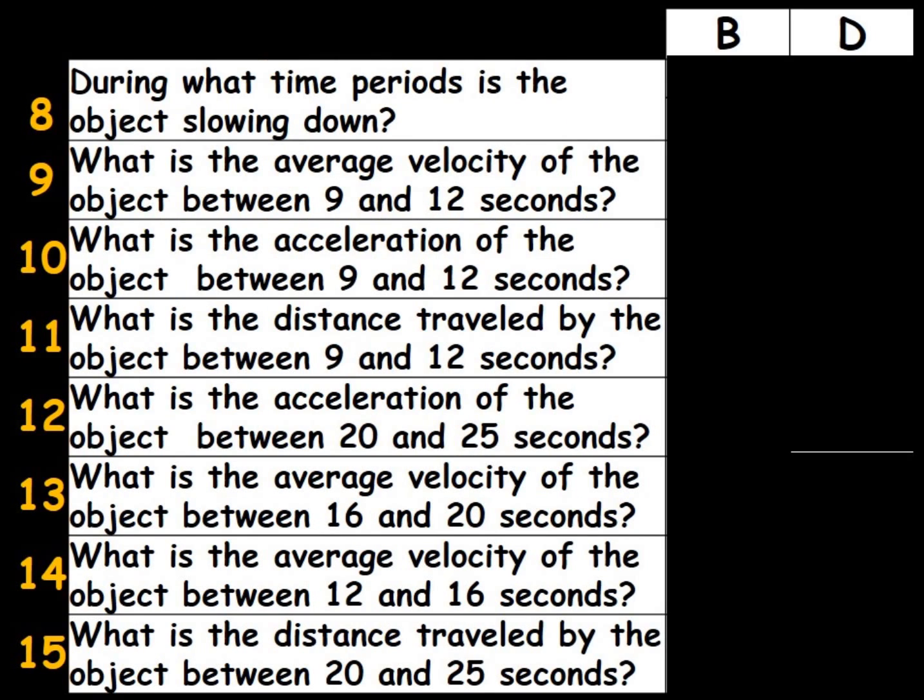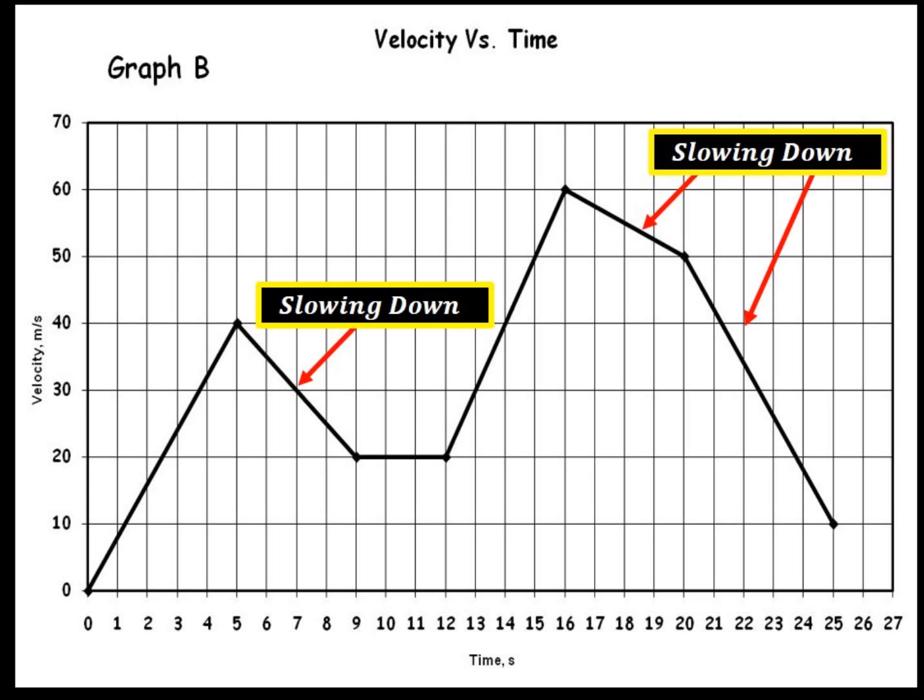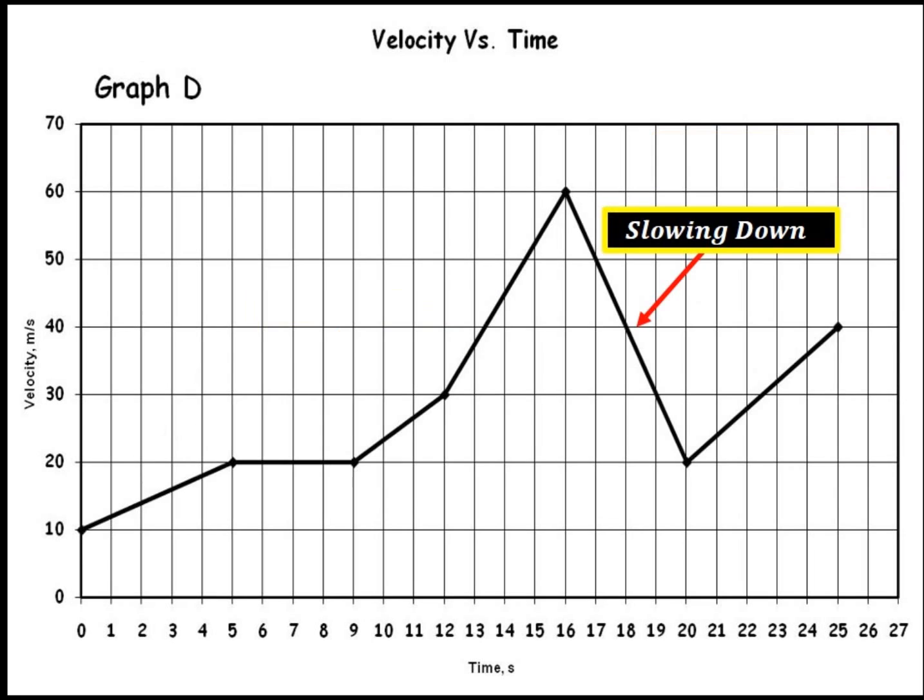All right, let's go to the next one. A little bit more unusual question. During what time periods is the object slowing down? Well, we see that in a velocity time graph, it would be where it's decelerating. So we can see very clearly what the time intervals are here. There are 2 time intervals for graph B, 1 time interval for graph D.